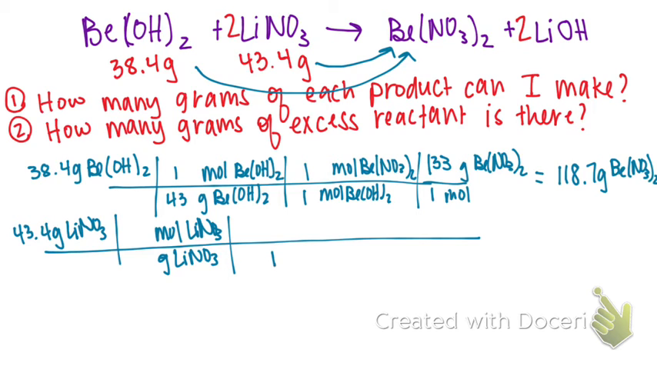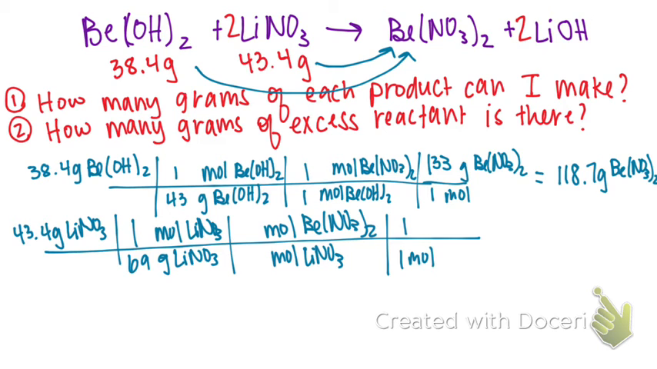I got a molar mass of 69. Add it to that first one. Thank you. LiNO3, Be(NO3)2. And on the last one, we know our molar mass is the same. So the mole ratio here is 2 on the bottom to 1 on the top.